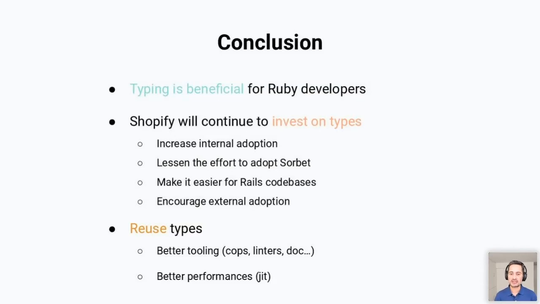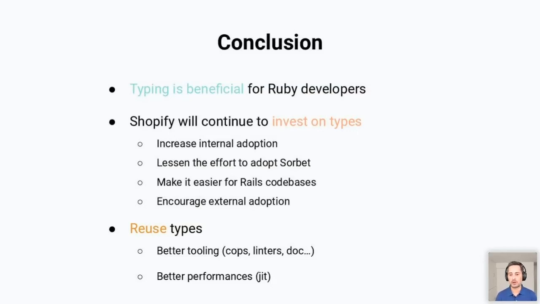We will increase our internal adoption. We will try to lessen the effort to adopt Sorbet across our code bases and across the whole community by building more tooling. We will make it easier for Rails code bases to adopt Sorbet as well. And while doing this, we will also encourage external adoption of the tooling and of Sorbet in general. So these are medium-term goals for our team, but we also have some long-term goals as well.